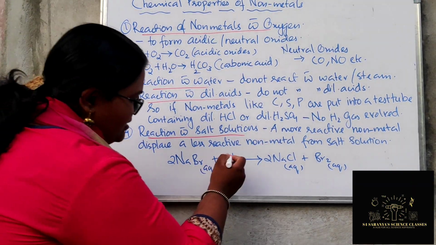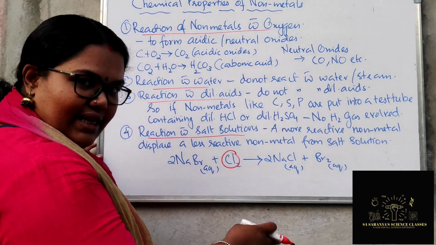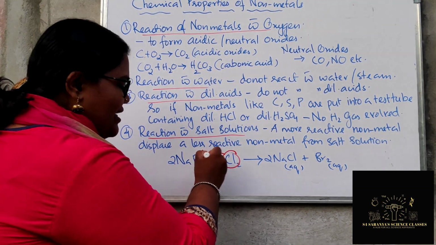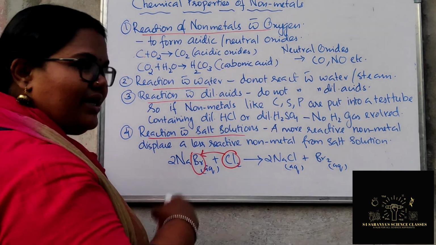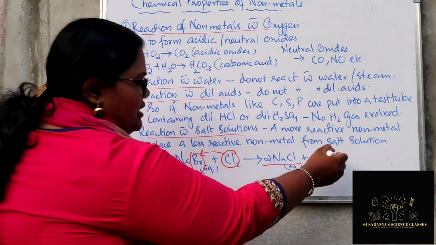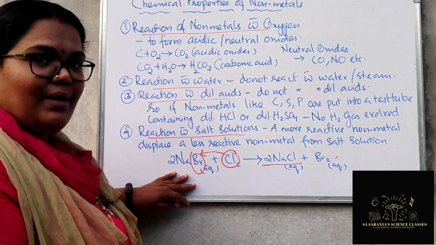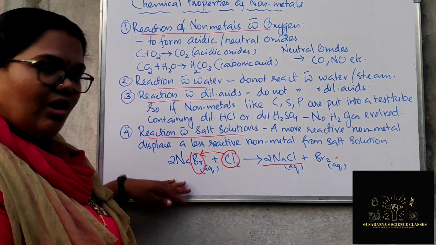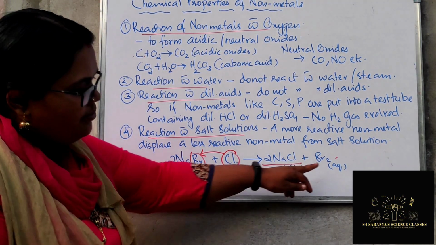So here, chlorine is highly reactive. When comparing chlorine and bromine, chlorine is more reactive. So a highly reactive non-metal can displace a less reactive non-metal from its solution. The bromine will be displaced and its position will be taken by chlorine. So you will get NaCl, and the bromine will come out. Here don't focus on Na, we are discussing the non-metal. A more reactive non-metal will displace the less reactive non-metal from its salt solution: Cl takes the place of bromine, and bromine comes out.